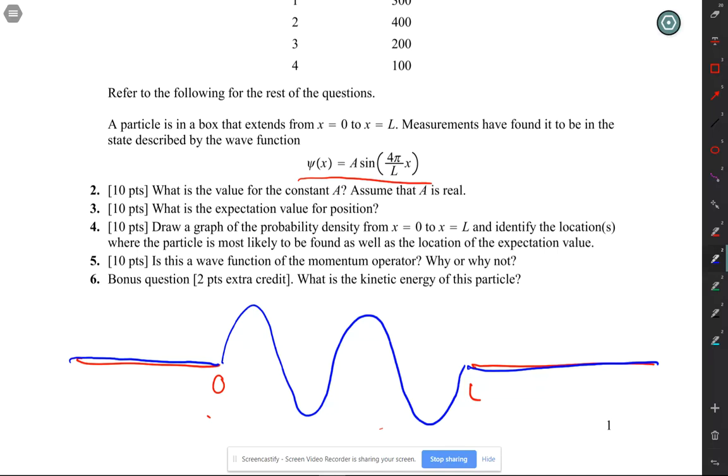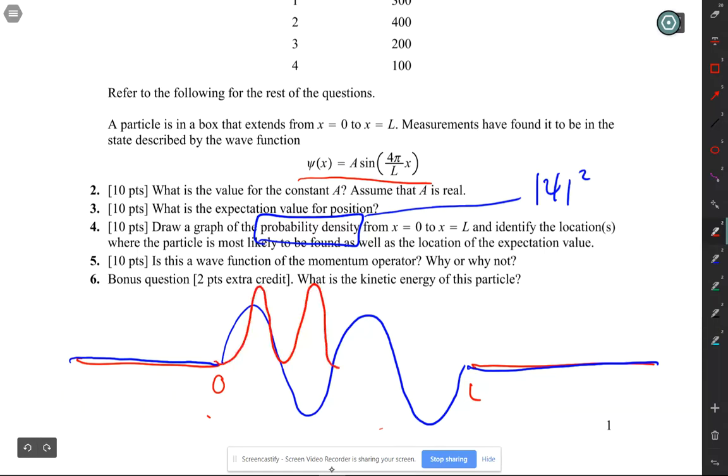So I can go straight to problem 4 by squaring that. Problem 4 was just squaring that because the key here is probability density is psi mod squared. Since this is all real, psi mod squared is just that squared. So if I square this for problem 4, I should have had something that goes like this. Like that.